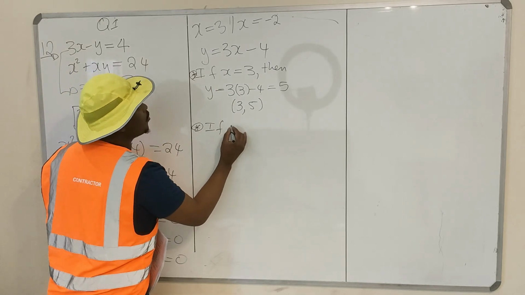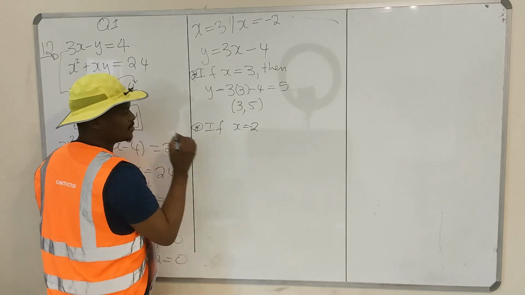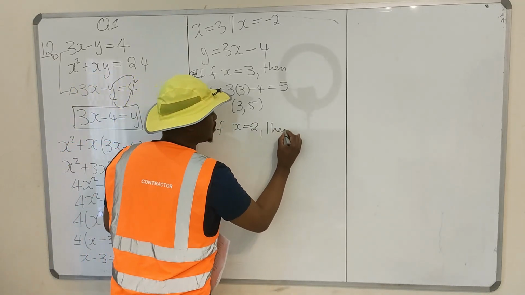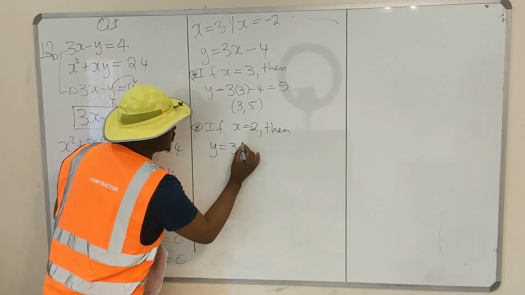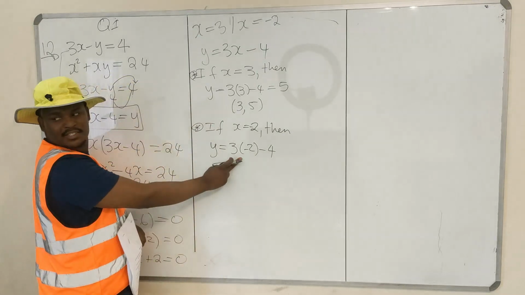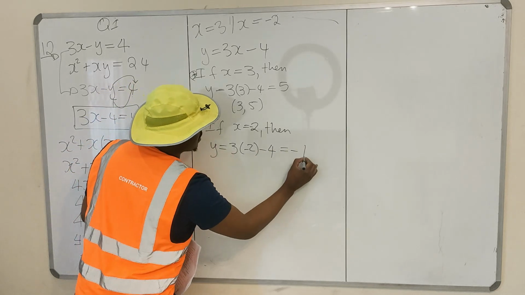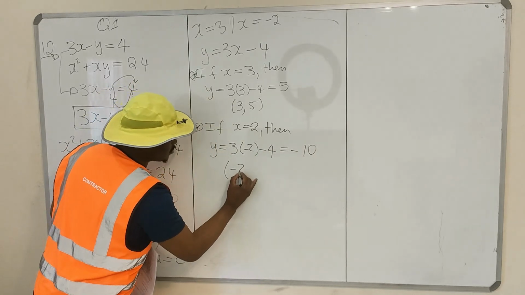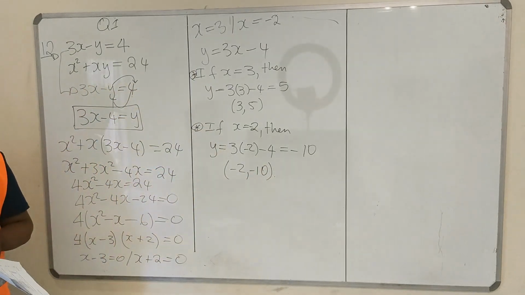If your x is equal to minus 2, then your y is equal to 3 times minus 2, minus 4. This is minus 6. Minus 6 minus 4, what do we have? We have that your y is equal to minus 10. So your coordinates are minus 2 and minus 10. You're done with this one.